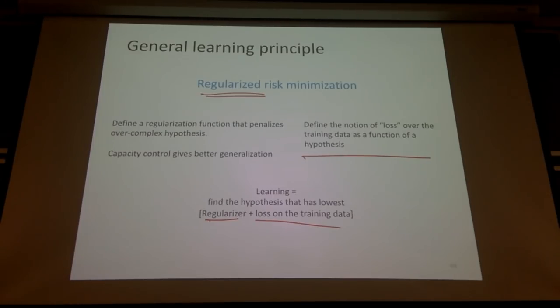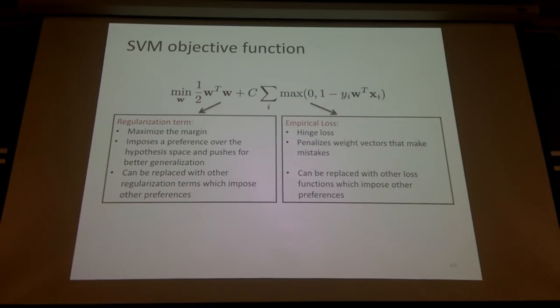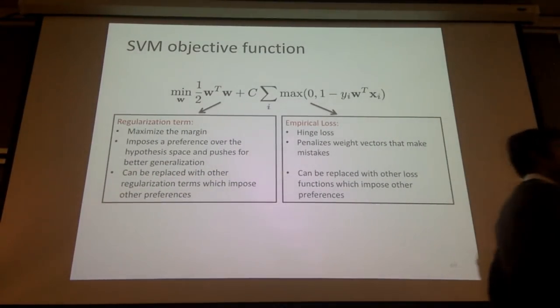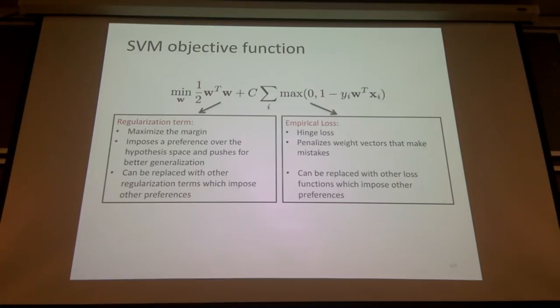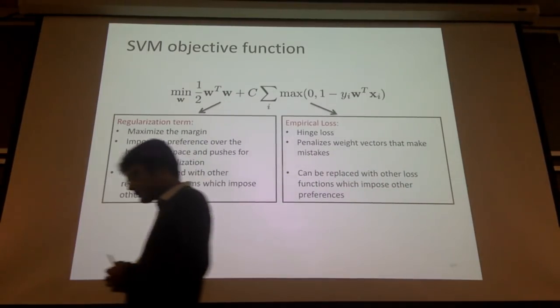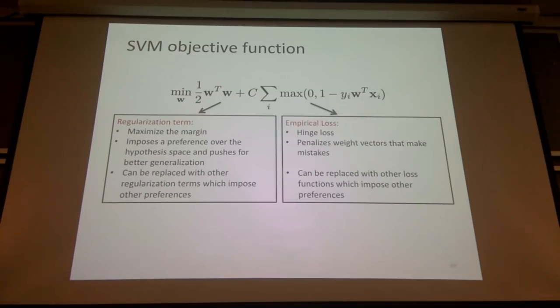In the case of SVMs, it turns out that these two terms have a clean separation of duties. The first term is the regularizer, the squared norm of W. Because it's a squared norm of W, it's called the squared norm regularizer. What this interpretation says is that minimizing the norm of W maximizes the margin. As a result, it imposes a preference over hypotheses that are equally good. If you have two classifiers that are equally good, this term says I prefer the classifier that has a lower norm of W. As a result, because of the theorem from Vapnik, it gives better generalization.